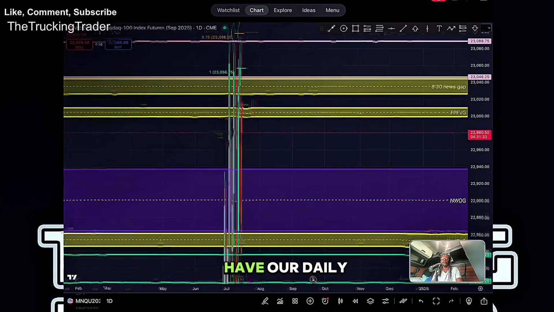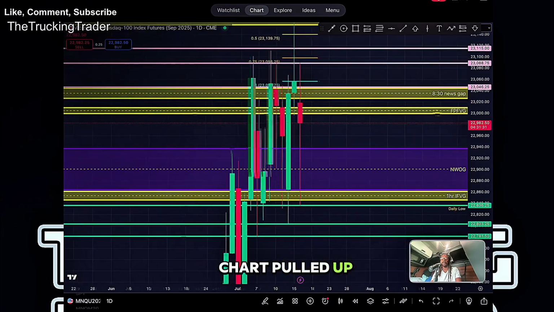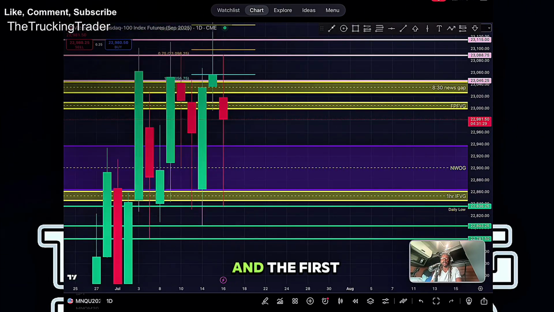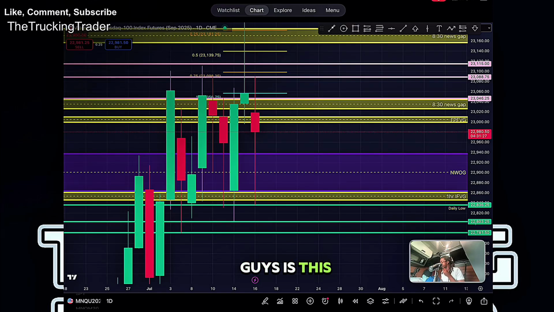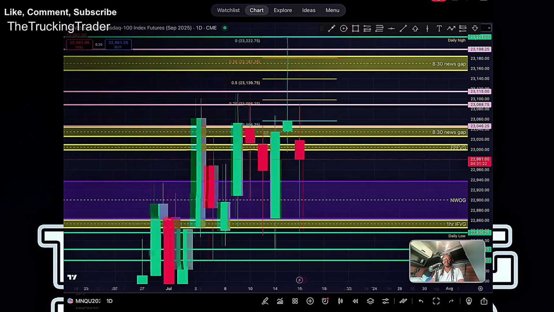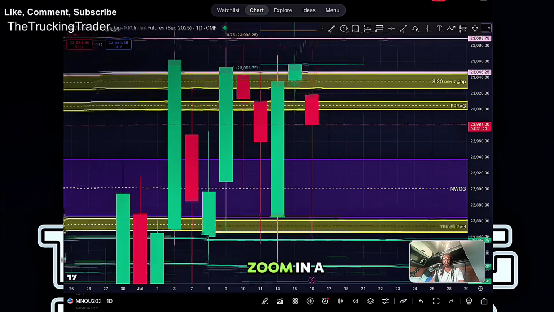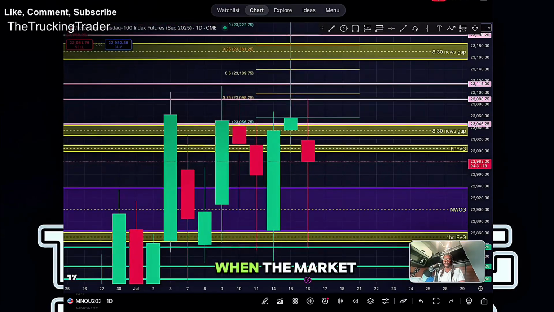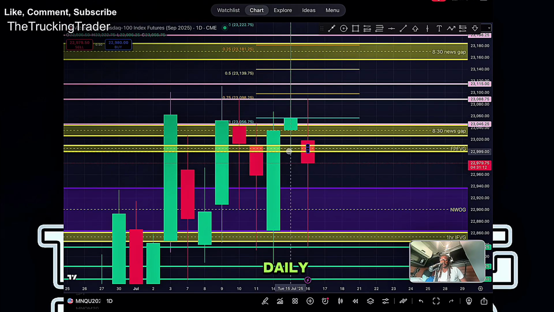Bam, all right? So now we have our daily chart pulled up over here. And the first thing I want to show you guys is this, right? So when the market was close to opening up, all right, let's zoom in a little bit. When the market was close to opening up, we was already breaking out of this low right here on the daily. So we had already broke out the low of the chart.